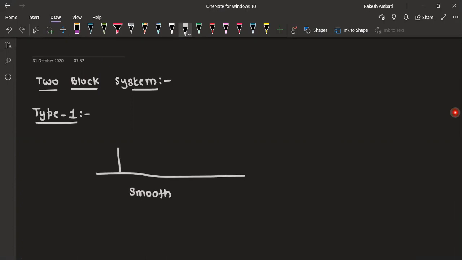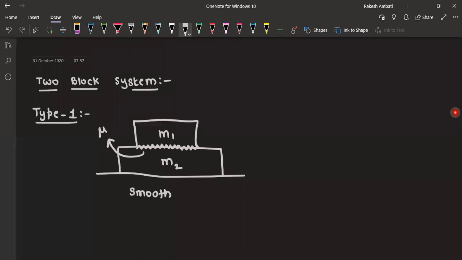And here we kept a block, its mass, for example, M2. And here we have another block, its mass M1. And here it is a rough surface. Coefficient of friction is given mu. And here it is applied force.